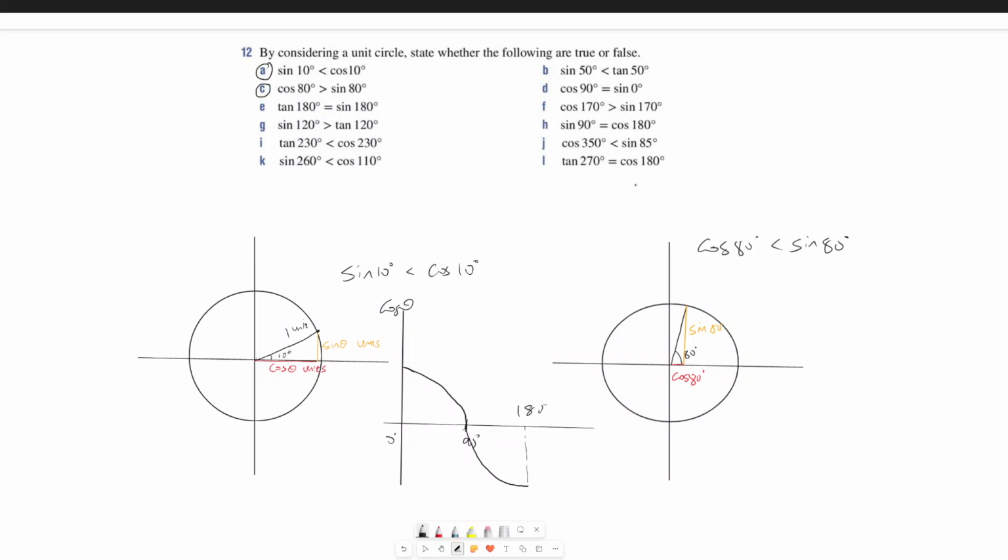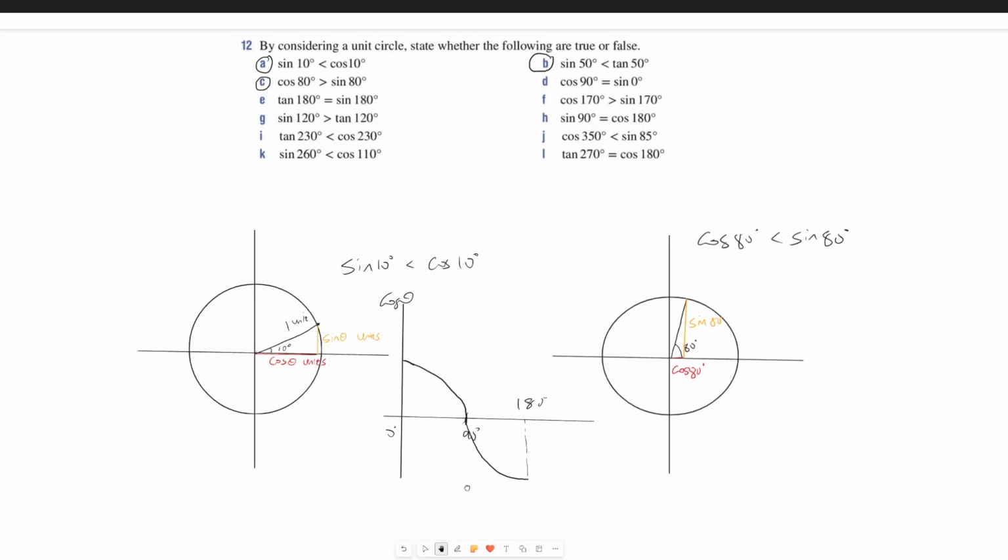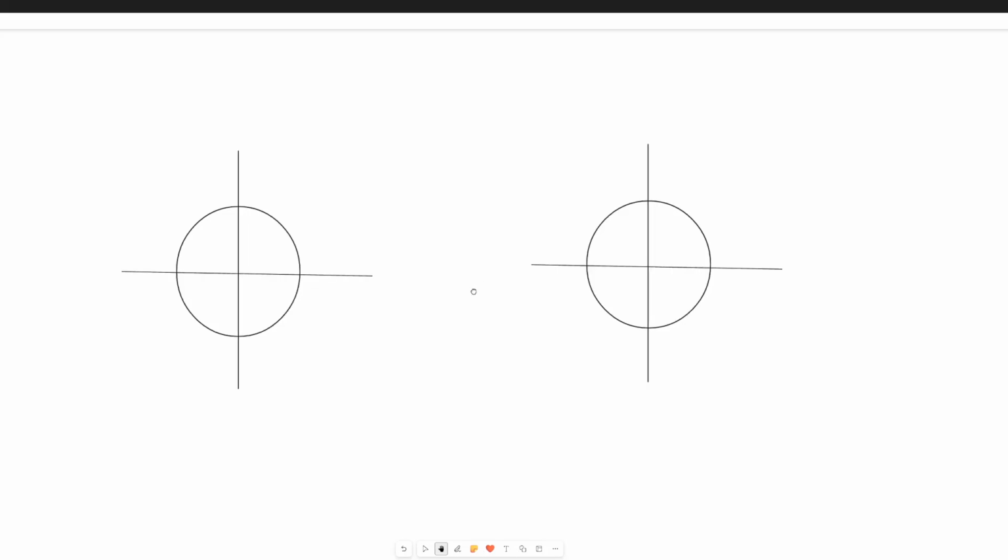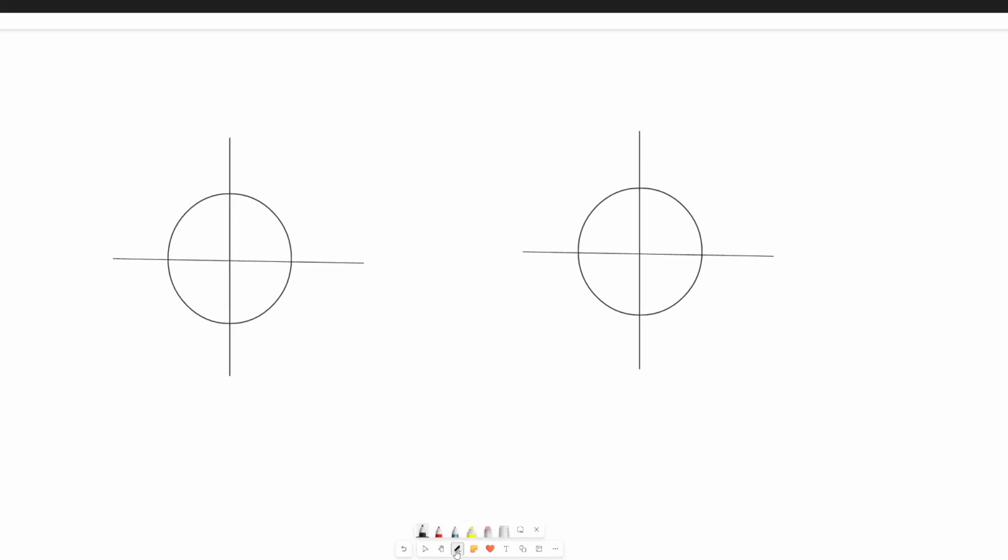Let's pick this one. The question says, sine 50 degrees is less than tan 50 degrees. Let's figure out how we can do this. Let's go to the next set of axes. So sine 50 is less than tan 50. Is that correct? Well, let's see where sine 50 is. So this is 45 degrees. It's going to be smack bang in the middle. So sine 50 is going to be just slightly higher, like here. So that's 50 degrees.